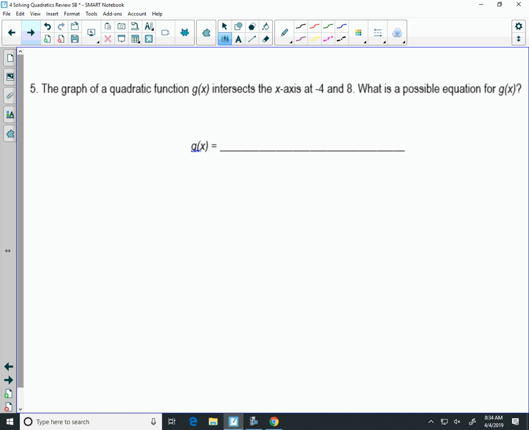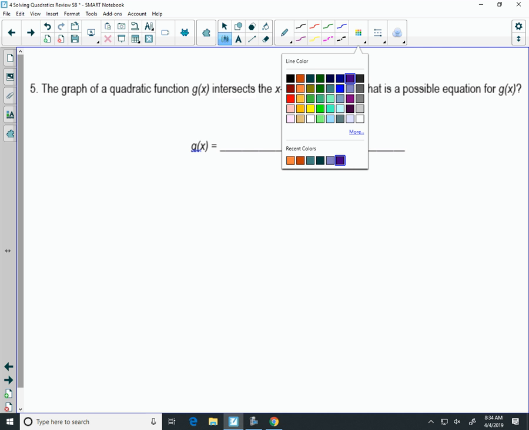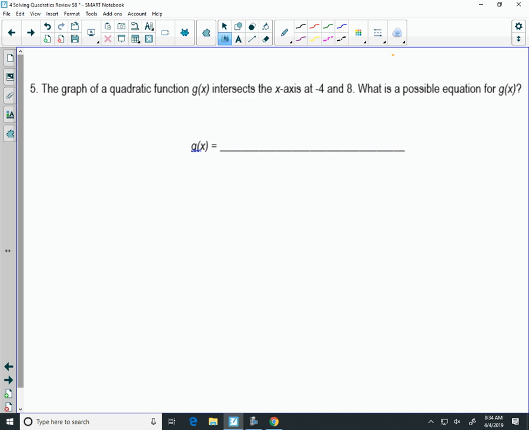The graph of a quadratic intersects the x-axis at -4 and 8. What is a possible equation? This is a problem that we've seen on the OST many, many times. Here's how it started. x equals -4, x equals +8. I'm writing that right above my answer blank on purpose, and you should too. All we need is to take these little guys and make them into factor form. That's an equation.